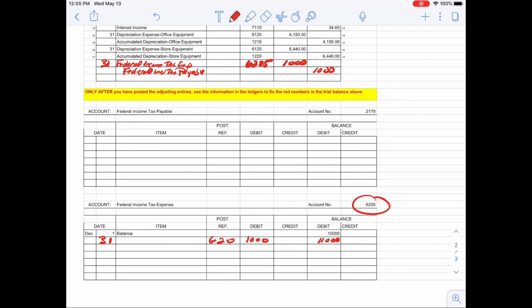I complete the same process for the federal income tax payable. Now I put 1,000. I have a zero balance, so I now have a balance of $1,000 there. And then I go up and I put my 2170. And that's how you post this transaction.